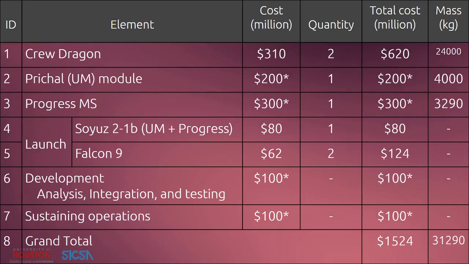Here's a ballpark figure where the quantities shown with an asterisk are my estimates. So the total cost of the project could be around $24 million, and the total mass could be around 31 metric tons.